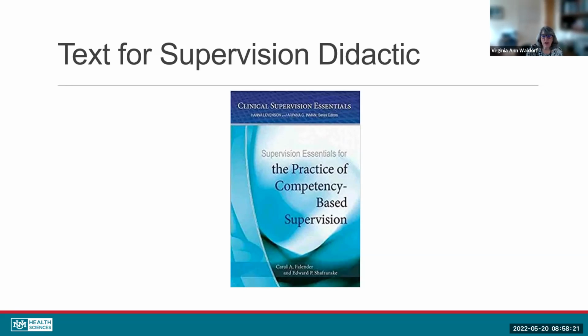This text is a streamlined version of another text by Carol Falender and Edward Shafranske, who really are the model developers and who have written the seminal texts with regard to this. So I use this text with the interns. I use the larger text for supplemental information, as well as a current review of the literature, as much as any of us have time to do a comprehensive review of any literature.